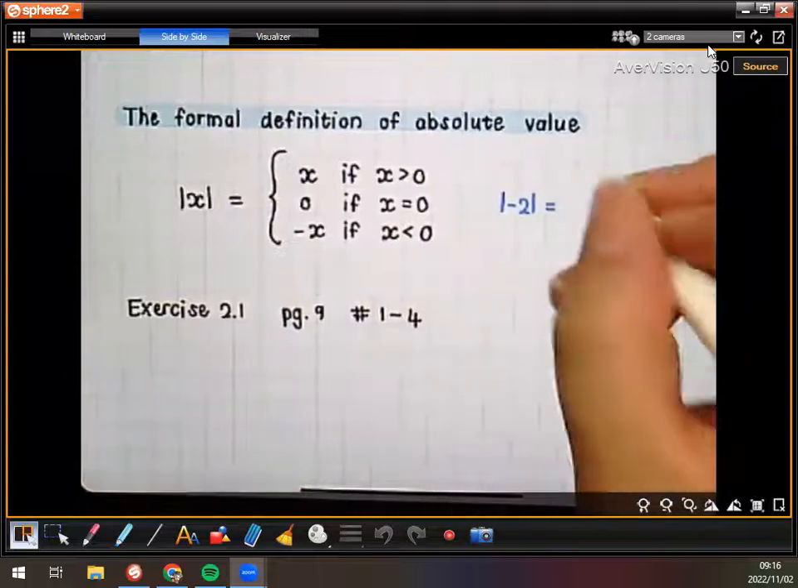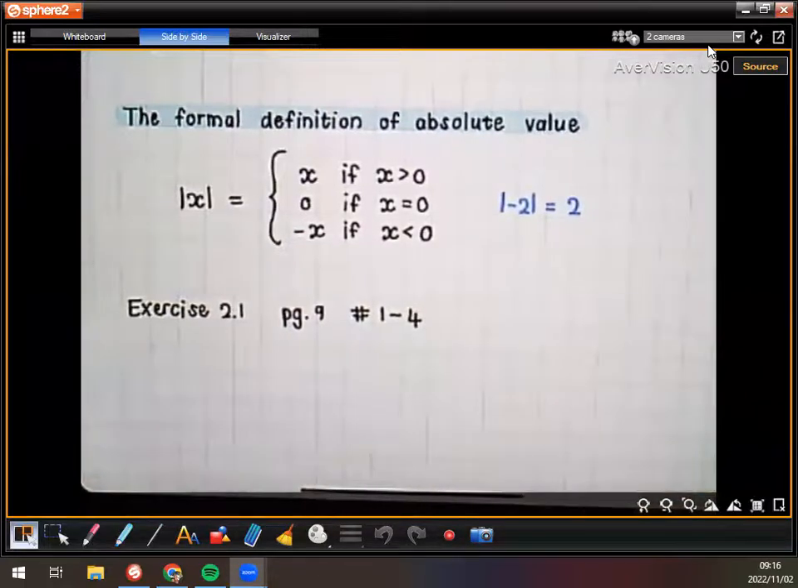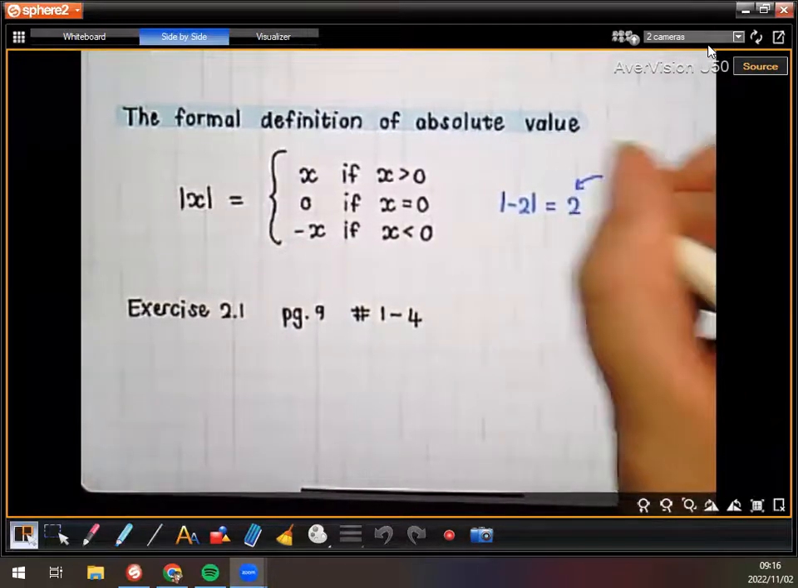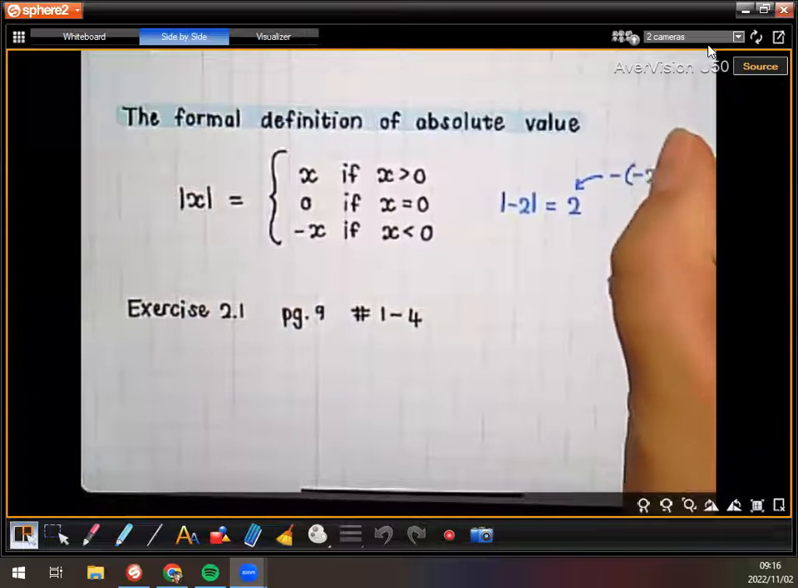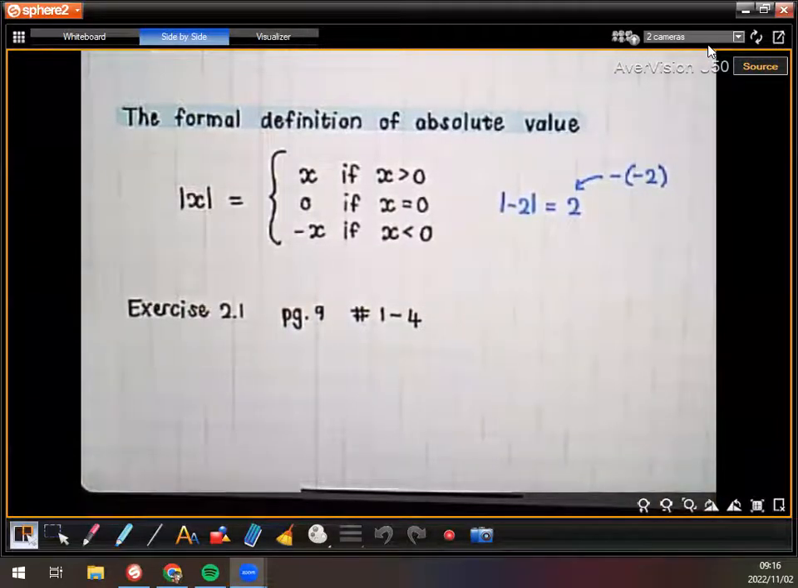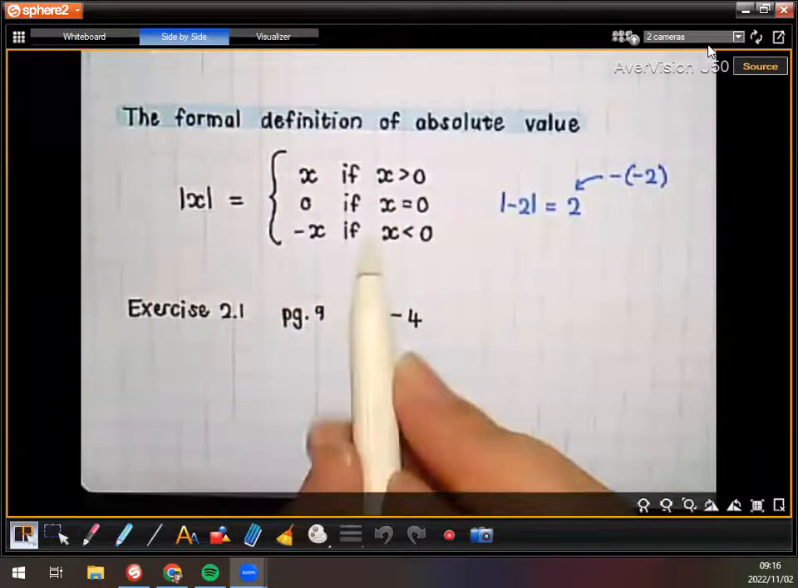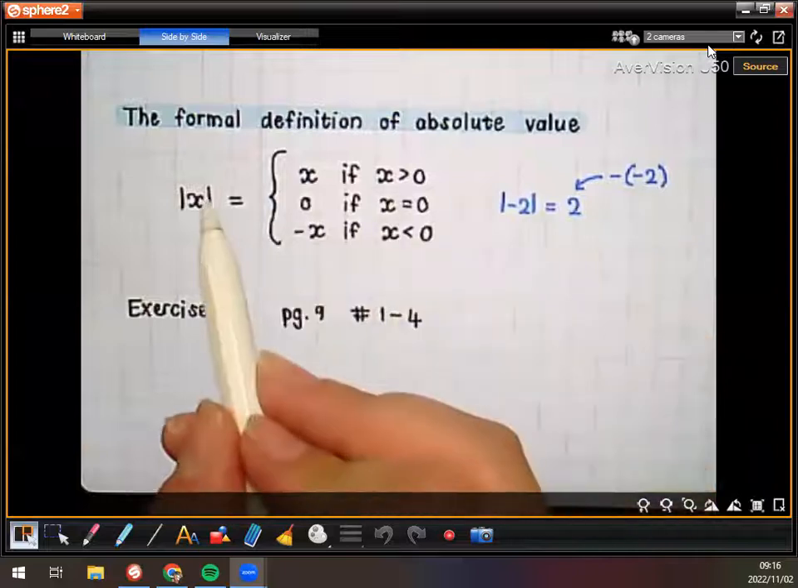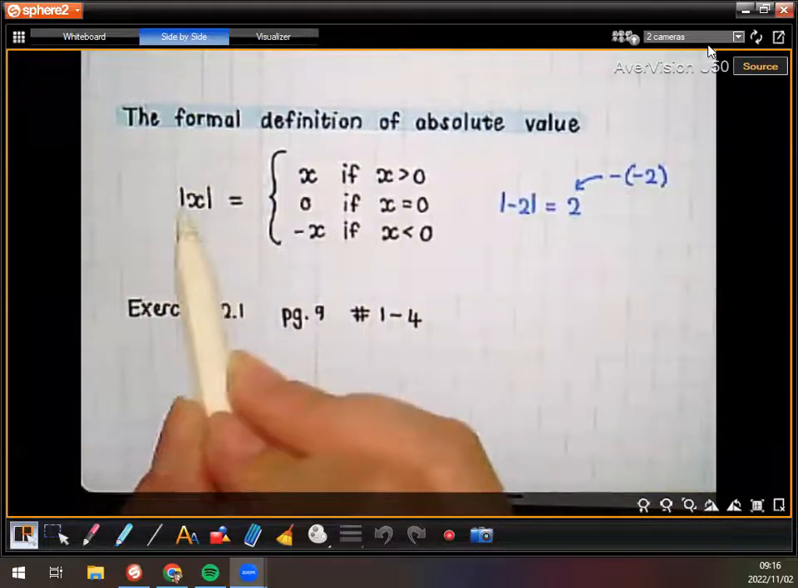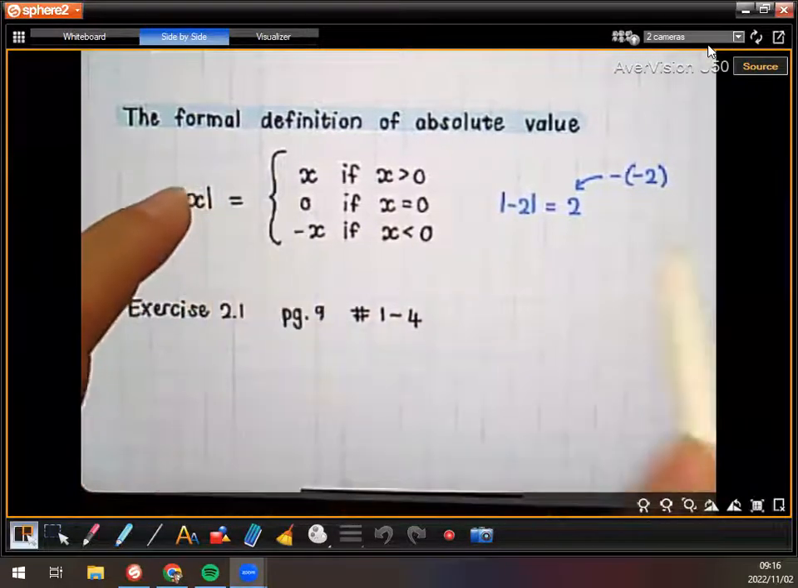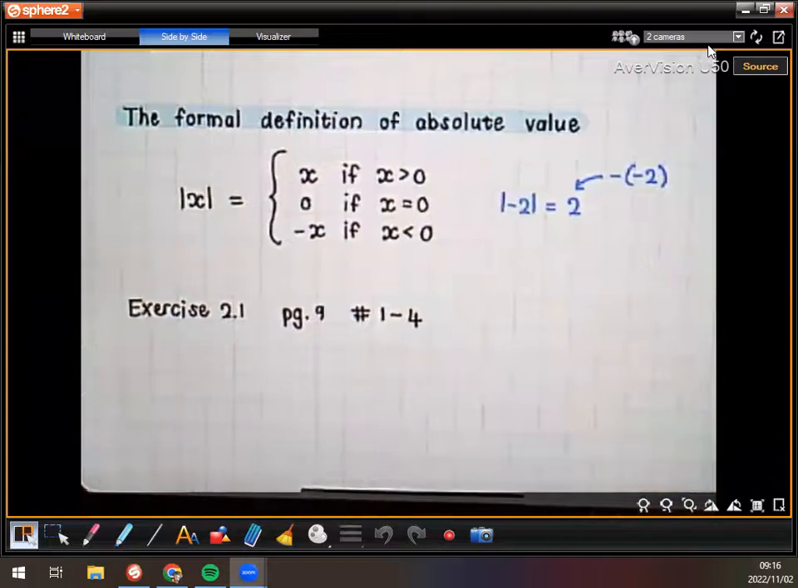what is the answer of that? It's going to be positive 2, which is the same as negative negative 2. That is what this last line is all about. If you have an actual negative value in your absolute value, then the answer is going to be negative that value. So negative negative 2.